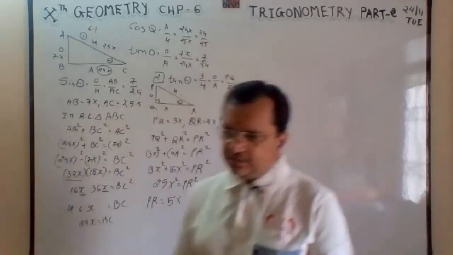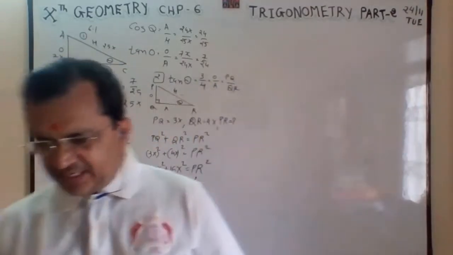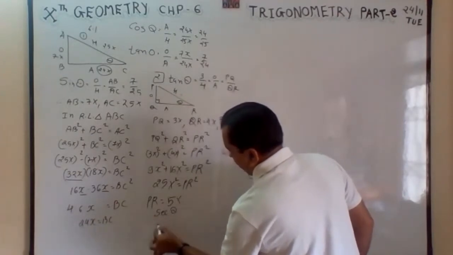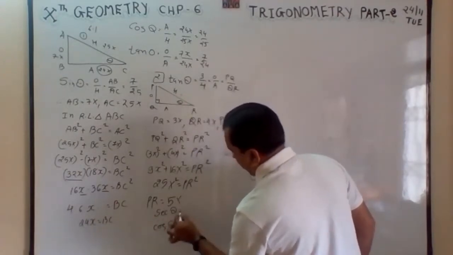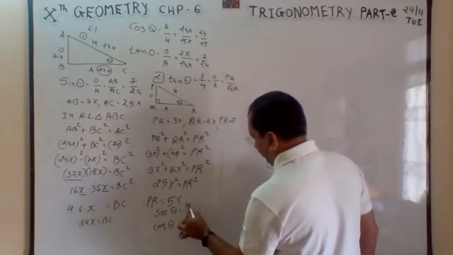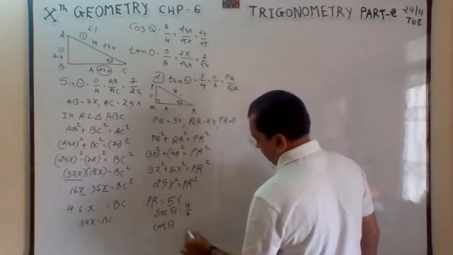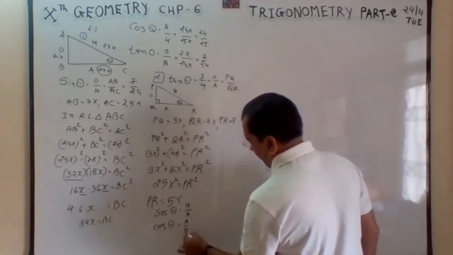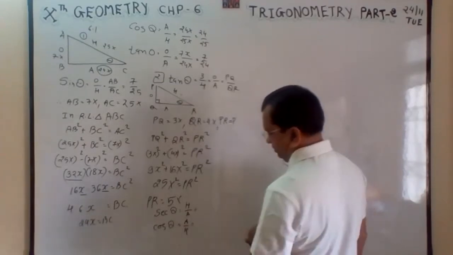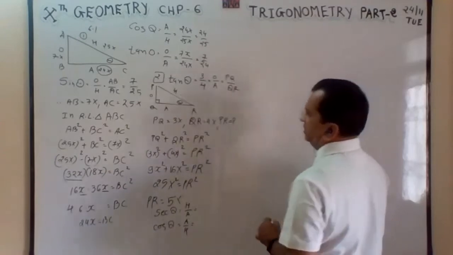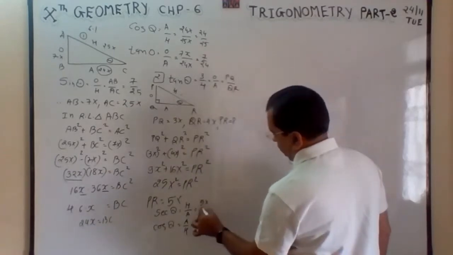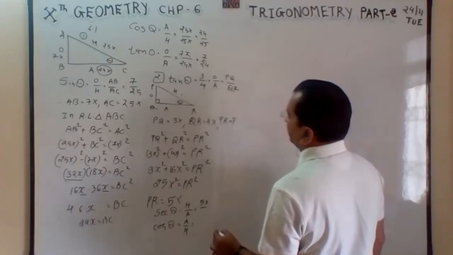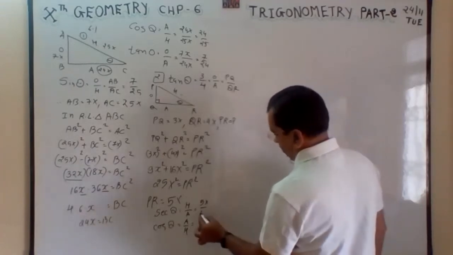Now we want sec and cos. Sec theta, cos theta. Sec is equal to hypotenuse divided by adjacent, cos is equal to adjacent divided by hypotenuse. Both are reciprocals of each other. So 5x by QR, 4x.